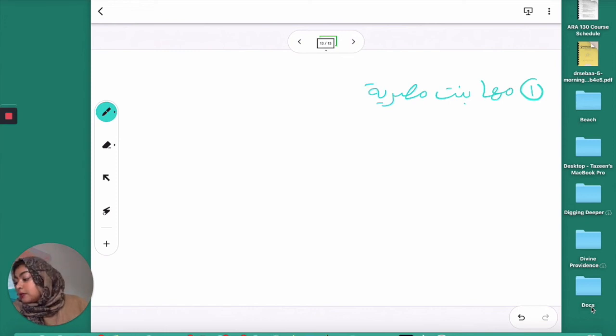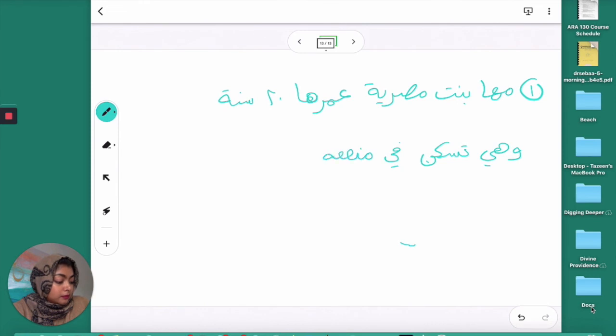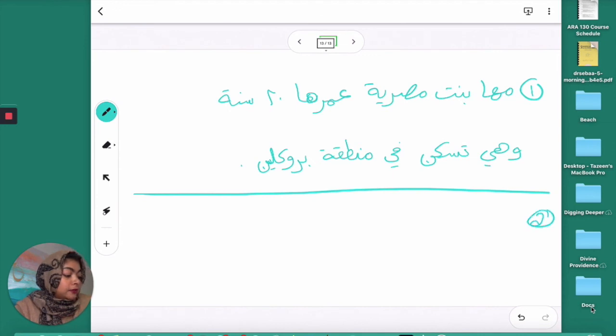It says مها بنت مصرية عمرها 20 سنة وهي تسكن في منطقة بروكلين. Okay, they wrote it with a yeah. That's fine. Okay, you're going to pause. Try to see if you can find all the examples of إضافة and then come back.